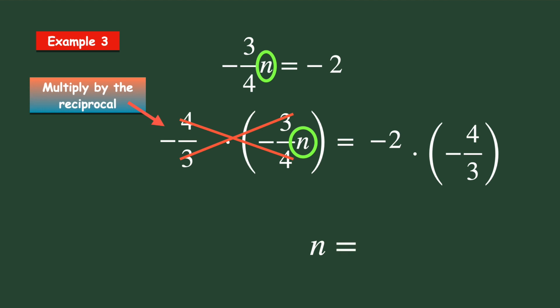And then looking at the right side, we need to change this negative 2 into a fraction first by placing a 1 in the denominator. And then we can multiply the numerators, negative 2 times negative 4 to get positive 8, and 1 times 3 is 3. So the solution for n is positive 8/3, or we can choose to simplify it since it is an improper fraction by dividing 8 by 3 to get 2 2/3.